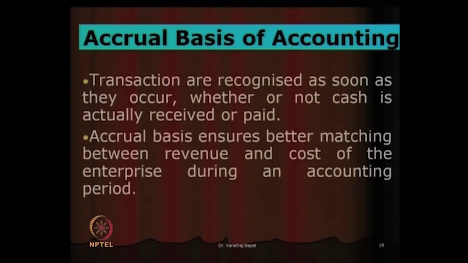Now, accrual basis ensures that there is proper matching between revenue and cost of the enterprise during a particular period. Now, how does it ensure? Can you think of any example? Now, what happens is, suppose I have purchased the goods today, I will record it as an expense. I have purchased, I have paid. I have also sold the goods, but the customer does not pay me cash immediately. The customer will pay me the cash next month. Should I record the sale?